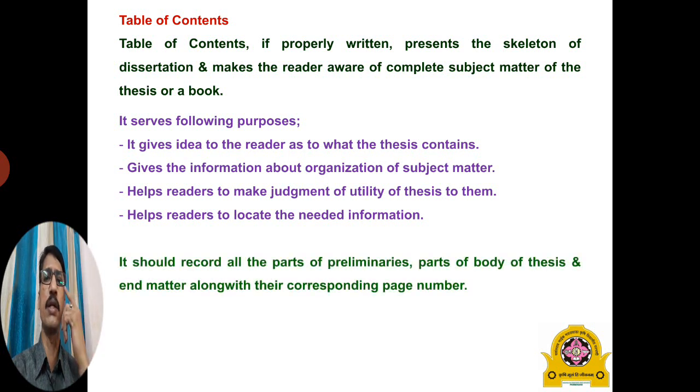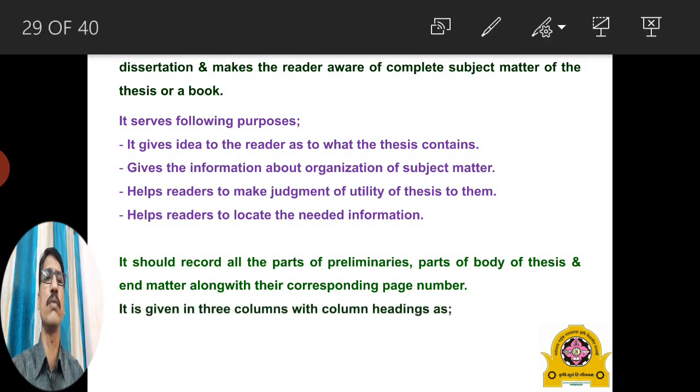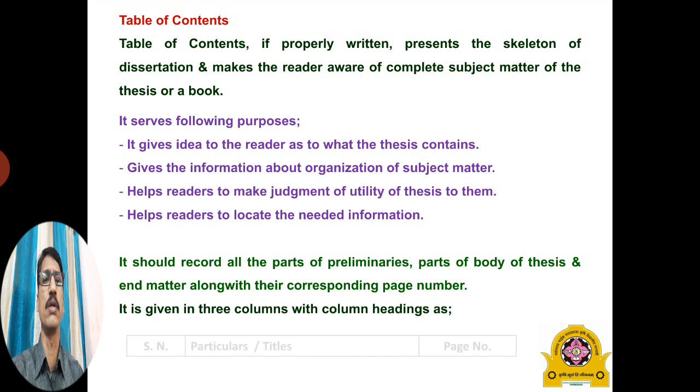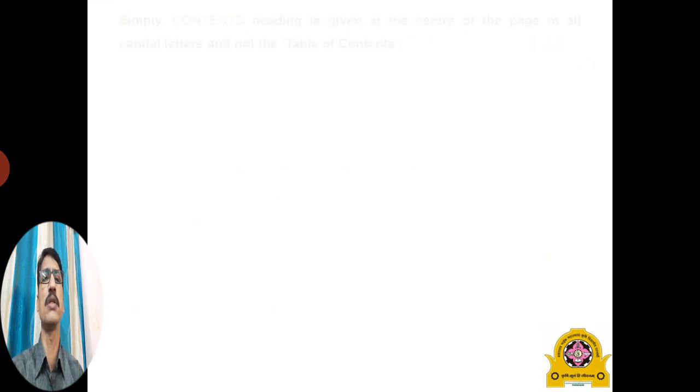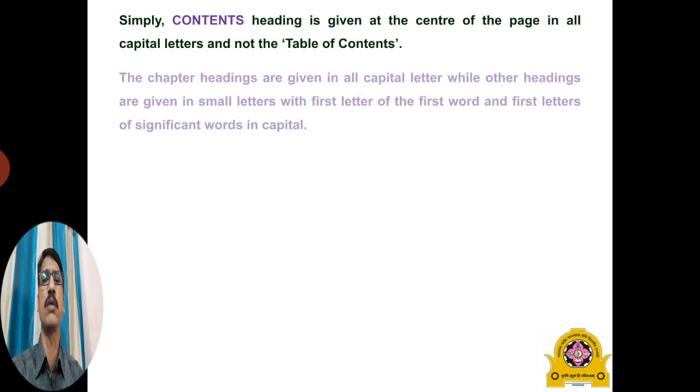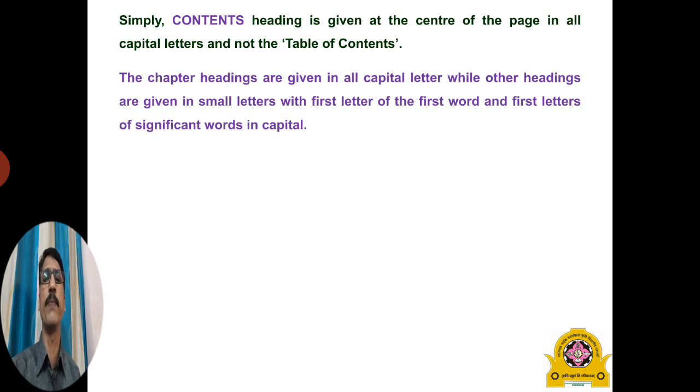It should record all the parts of the preliminaries, then the parts of the body of the thesis, then the end matter with their corresponding page numbers. It is given in 3 columns in the thesis: the serial number, particular title, and page number. This is the example. Then some points to remember while writing the contents of the thesis.